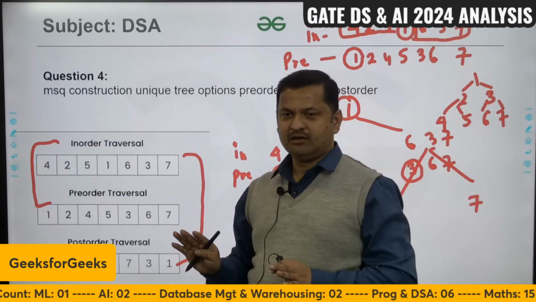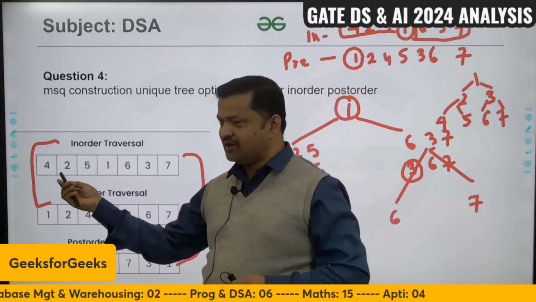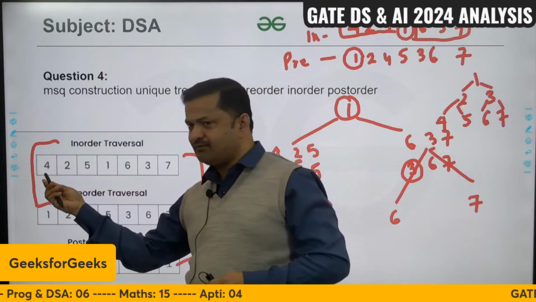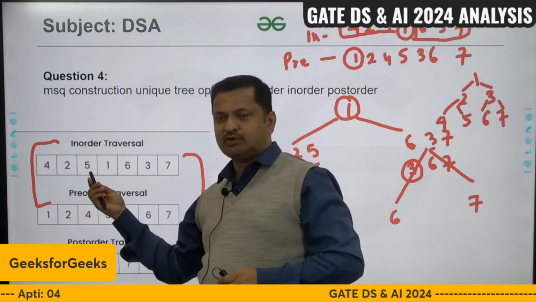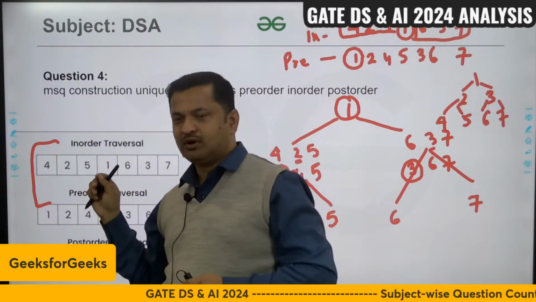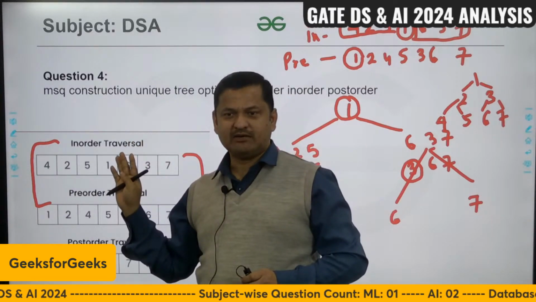All right, so at least in that particular case, we are not able to recognize which one is going to be the root. We can start with 4 as a root, we can start with 2 as a root, or 5 could be the root. It cannot be determined in that case which is going to be the root. So in-order alone is not sufficient to construct the tree.